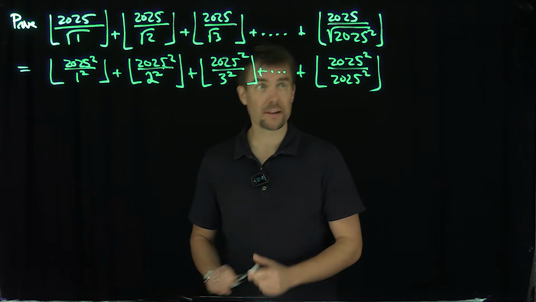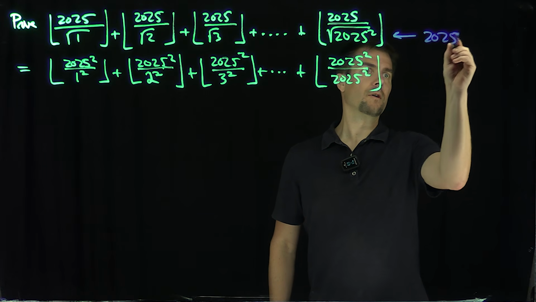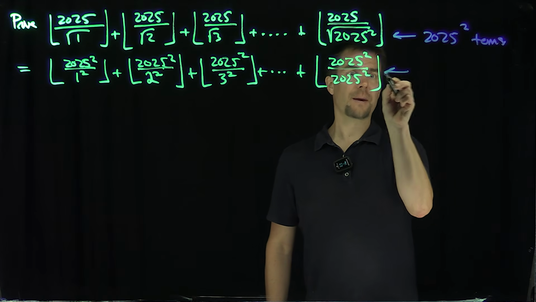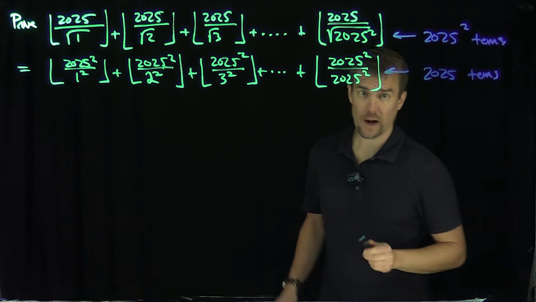The key fact of this problem is: how many terms are there over here? There's 2025 squared terms over here in this expression. And how many here? There's just 2025 terms over here, okay? Great.